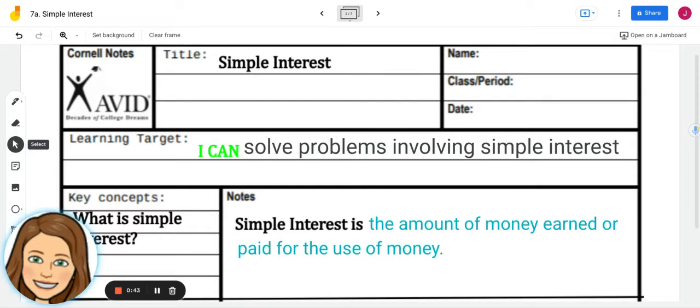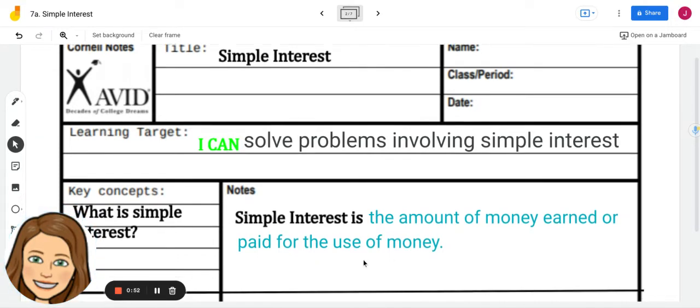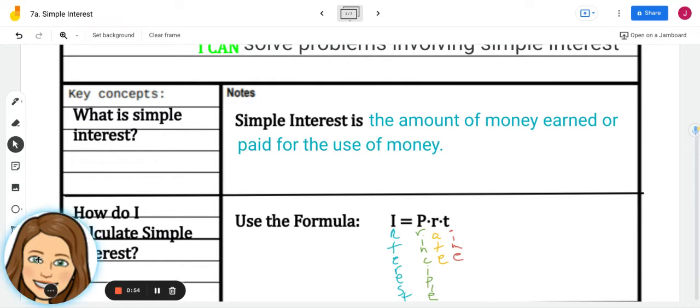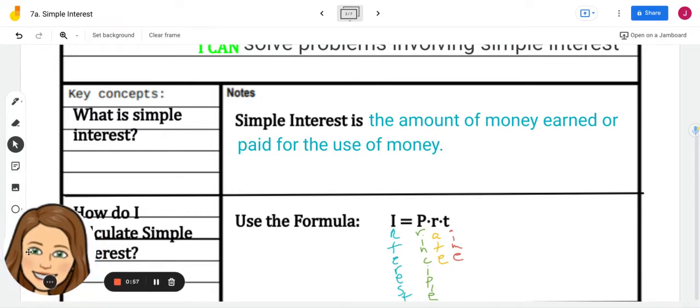But that idea of using, that's who uses your money. So anybody who has a checking or savings account, you're working with that bank then. There's a formula to calculate simple interest.